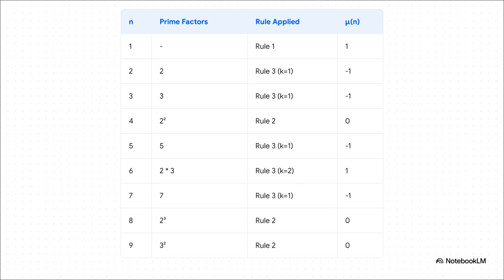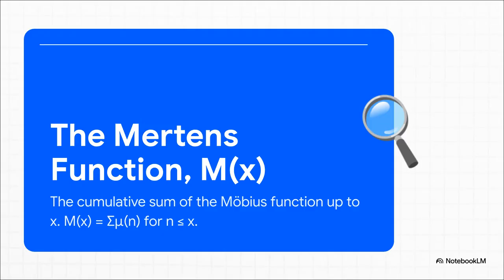It looks pretty random, doesn't it? It's kind of like flipping a coin that sometimes lands on heads, sometimes tails, and every so often just lands on its edge. The real question, the million-dollar question, is there a pattern here? Do the plus ones and minus ones balance each other out over time? Well, to find out, we start adding them up.